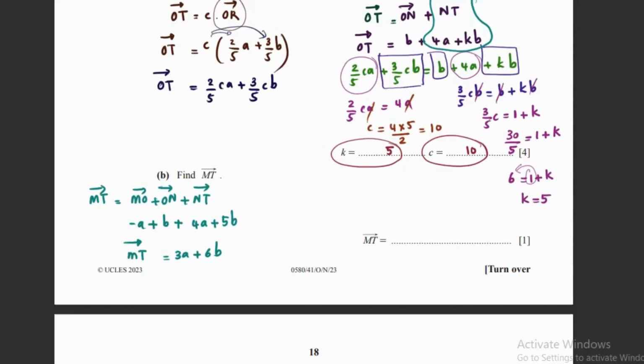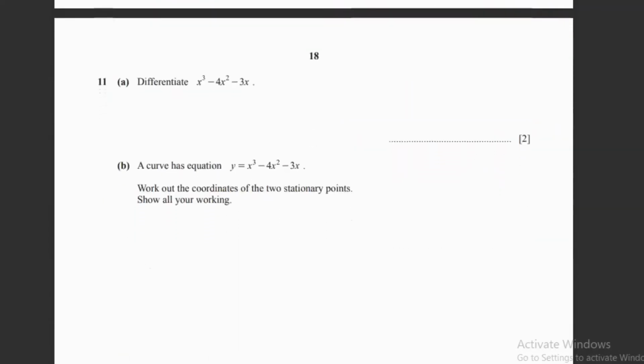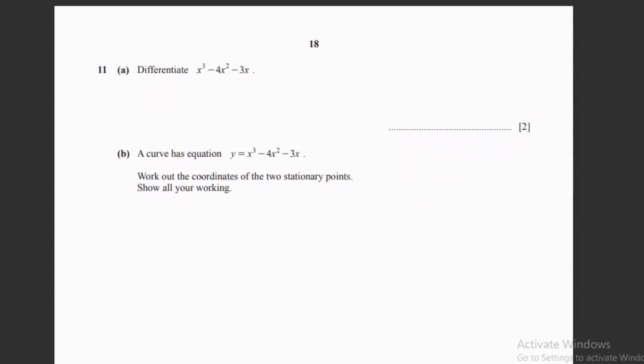Let's move on to the next question, which is question 11. This is a differentiation question. First you're supposed to find the differentiation, that is the derivative function of the expression that is given to us. To do that, the index that we have for x has to be multiplied with the coefficient of that x. There is no coefficient, which means there is a 1.